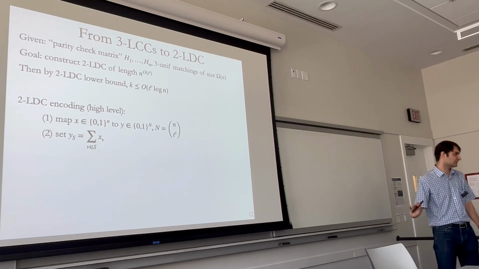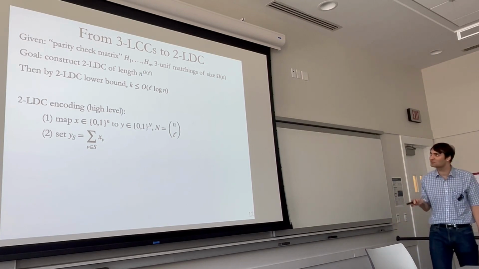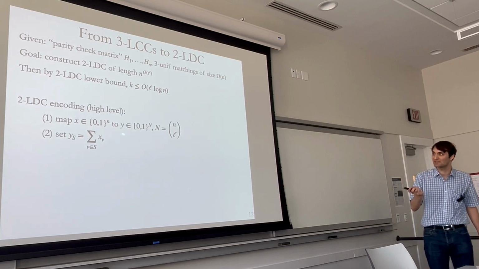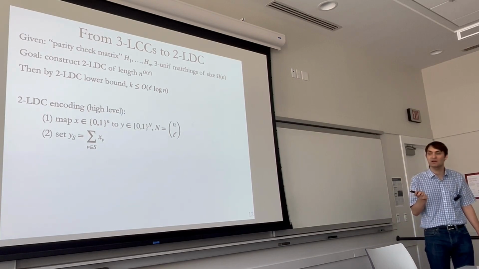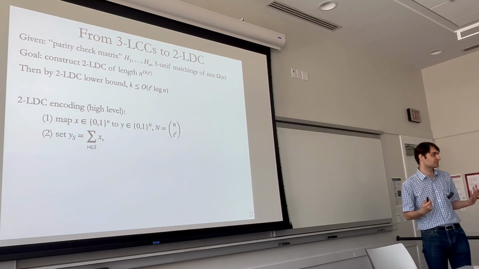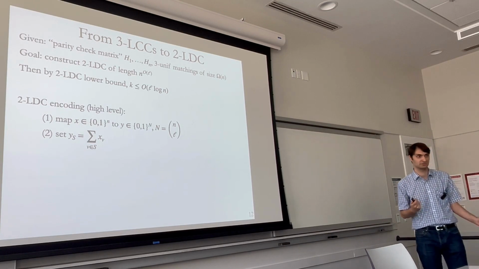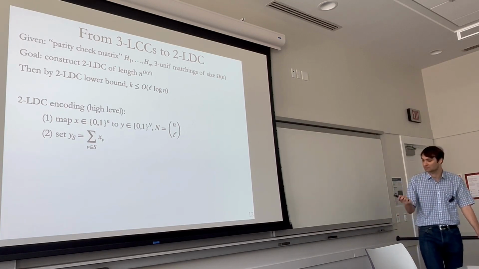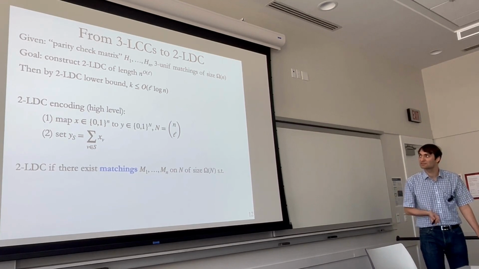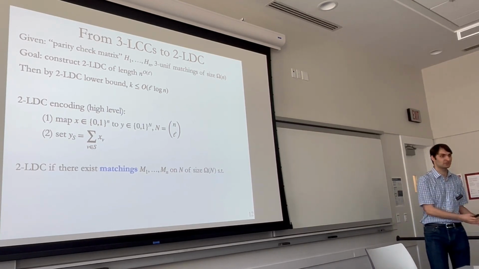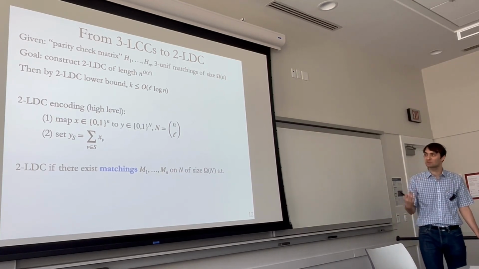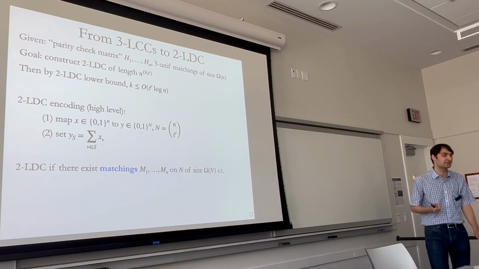So I haven't really done anything so far. The real hard part of the proof is proving that this collection of code words y indeed forms a 2-query locally decodable code. Right? So that's the hard part. And just by analogy to what I already argued for 3 LCCs, this is going to be a 2-query locally decodable code if I can find matchings.